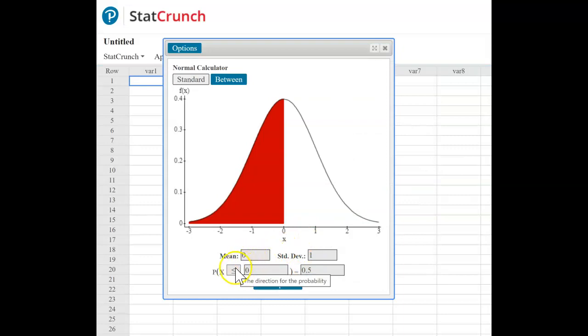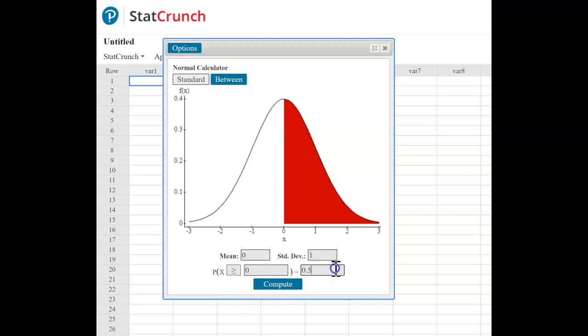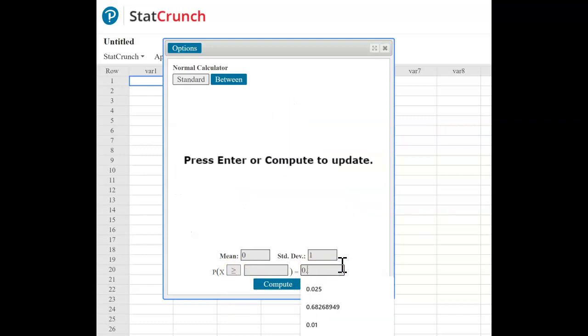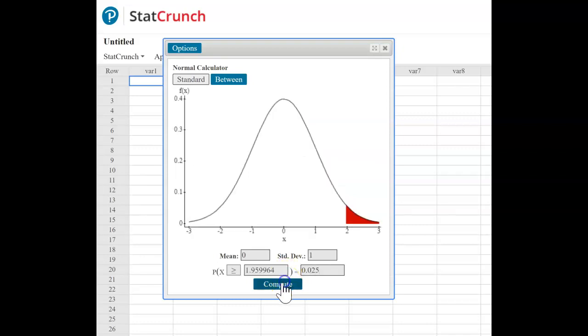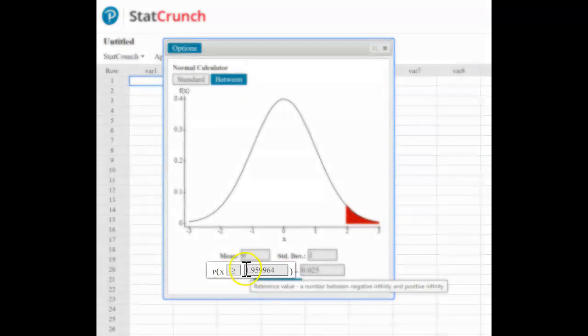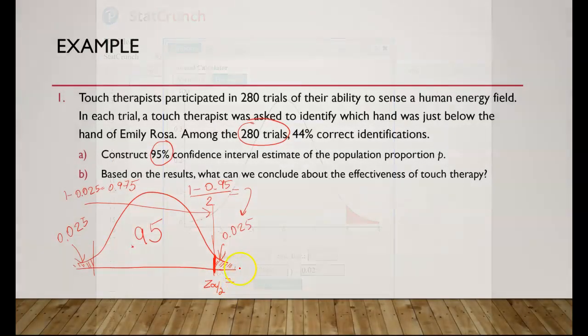If you use StatCrunch to find z-score, we use Stat, Calculator, Normal. Then we can just specify the direction of the probability to the right. The area to the right of z-score is 0.025, which corresponds to the z-score of 1.96. The critical value that separates 0.025 area on the right is 1.96.